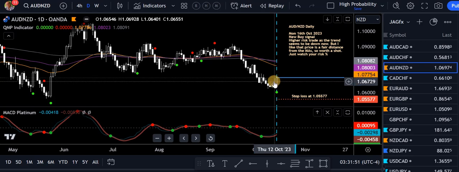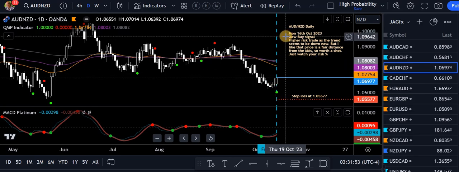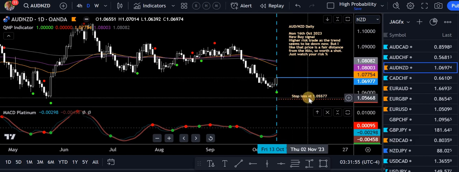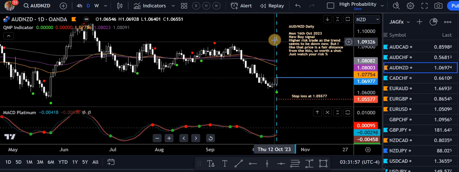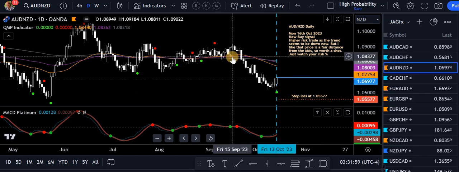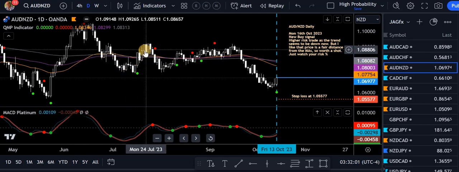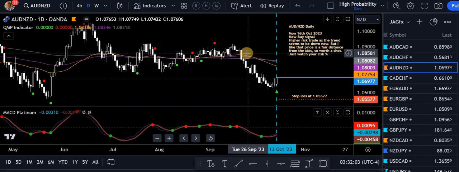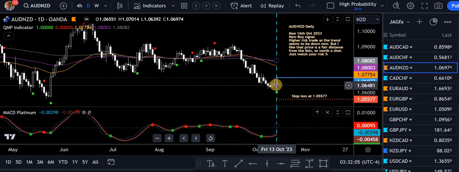But this is a new buy signal on Monday. The stop will be there, 0.5577. It's a high risk buy trade as the trend is heading down. It's been a sideways pair for a while, but it's dropping down. Now, there's something about this pair. I don't know why I like it.